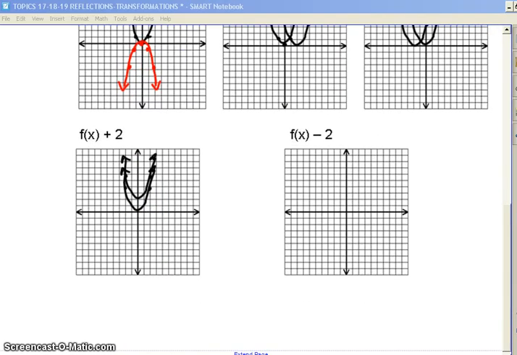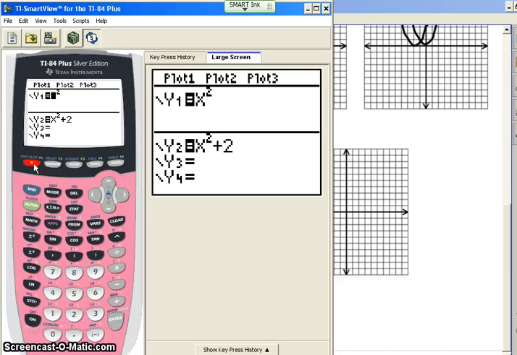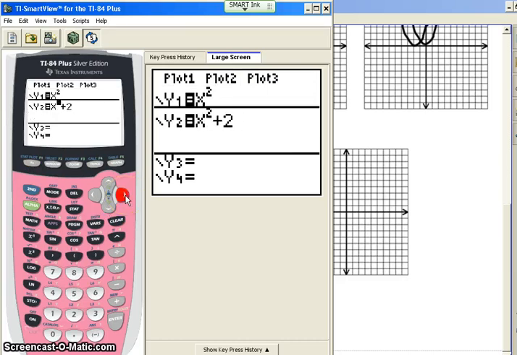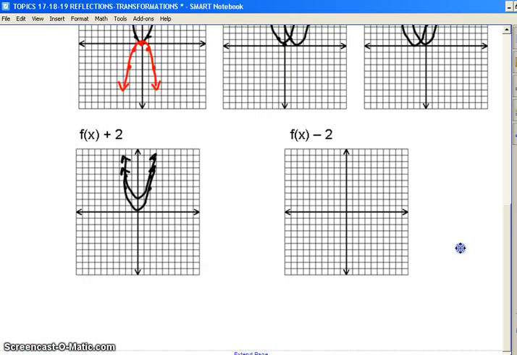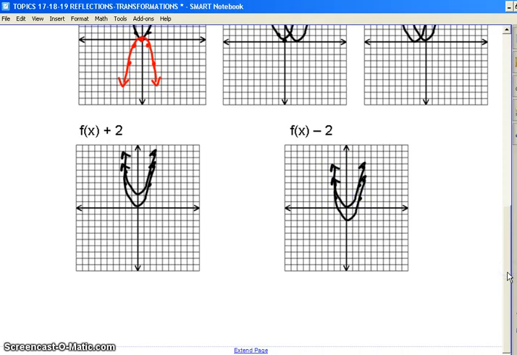And then the function subtract 2. Graph that. So that's going to shift your whole function down 2 spaces. Okay, there's your parent function, and then there's the function minus 2. Are there any questions on that?